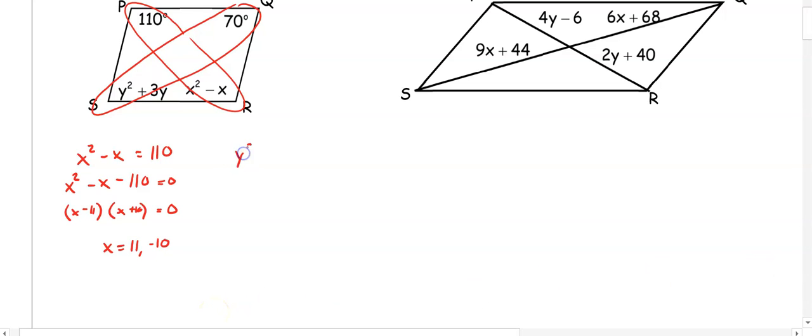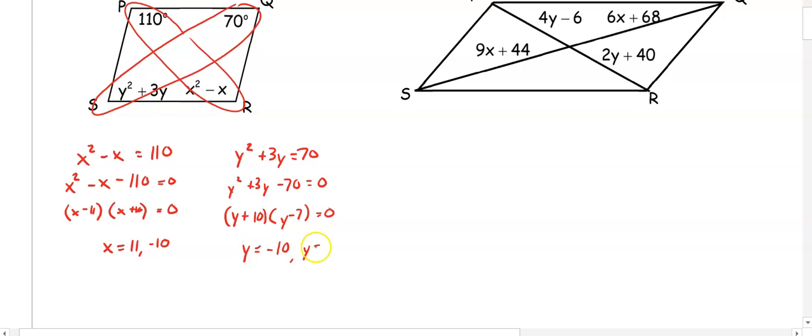Then we're going to do the same thing for y. So y squared plus 3y is equal to 70. We can subtract 70 over. y squared plus 3y minus 70 equals 0. So we need two numbers that multiply to negative 70 and add to 3. So we would have y plus 10 and y minus 7 is equal to 0. So y is negative 10 and y is 7.